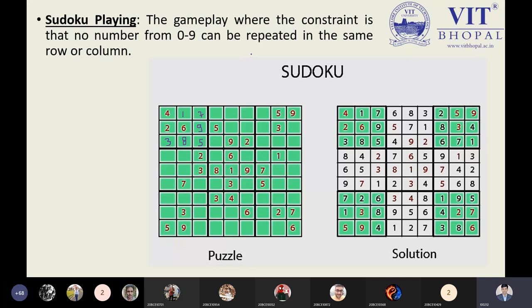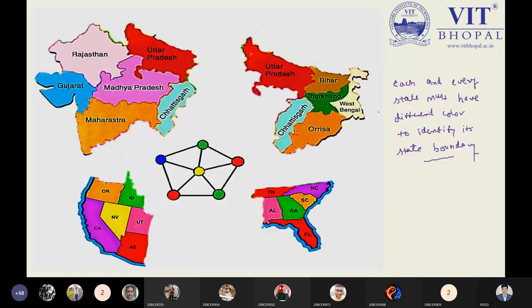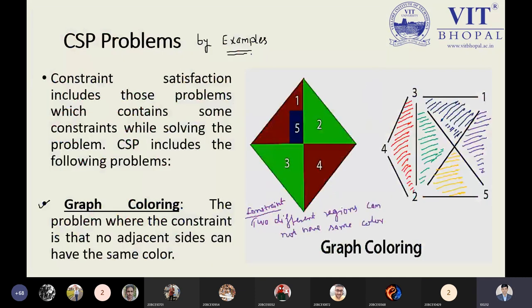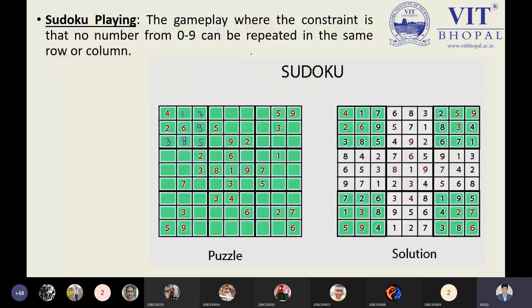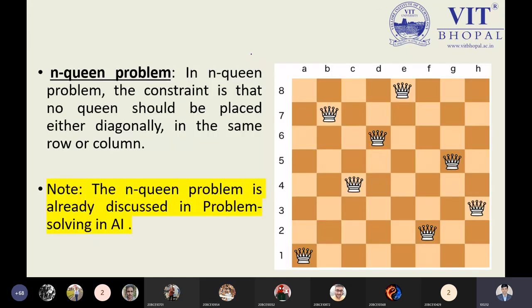The puzzle we have and the solution we have, you are already familiar with this kind of thing. Yes, tell me right now. The problem is clear. These two problems are clear. What is the graph coloring problem? And the next one was Sudoku playing. Just tell me, is it clear? Yes. Okay. And the queen problems we have already seen in our previous part.